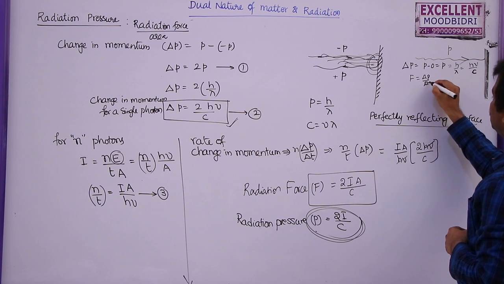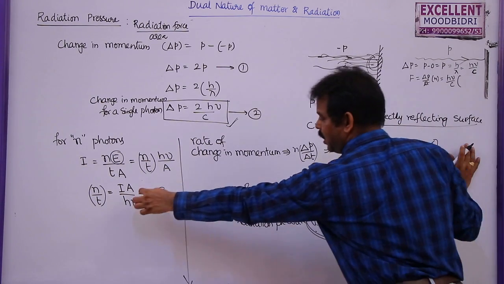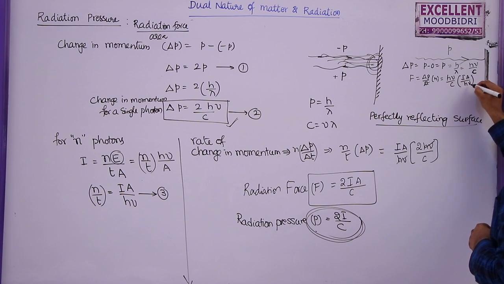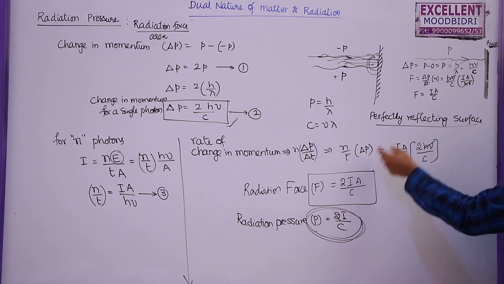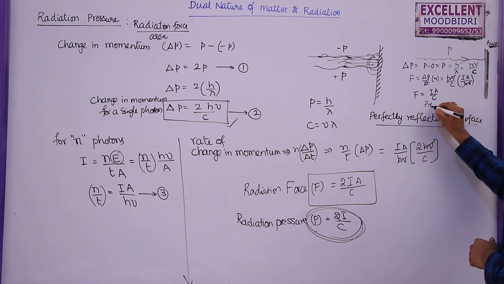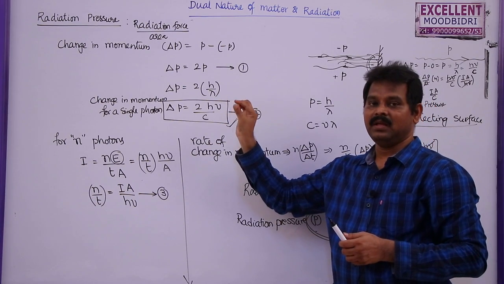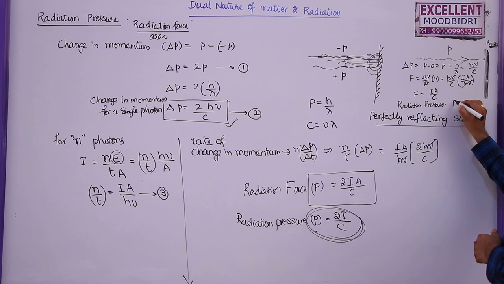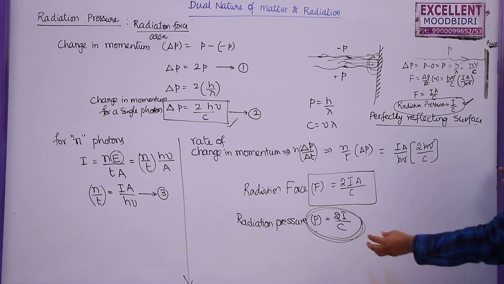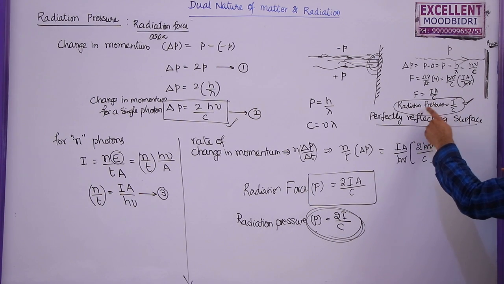So F is equal to dP by dt times n photons. This can be written as h nu by c times n by t, and n by t is nothing but Ia by h nu. The h nu cancels, so the radiation force is equal to Ia by c. But what is the radiation pressure for a perfect black body? I am not writing P again, because we are already using small p for momentum and capital Phi for power of the source. So radiation pressure is given by force by area, which equals I by c for a perfectly black body. For a reflecting body, it is 2 times I by c. For a perfect black body or absorbing surface, it becomes I by c.